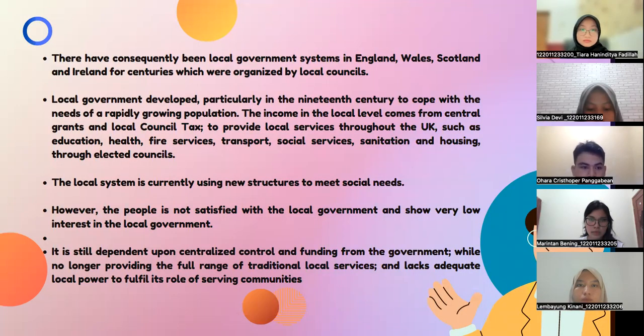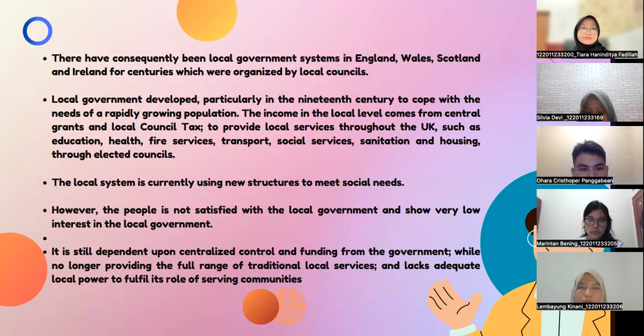Historically, we all know that since the Anglo-Saxon era, the UK has been divided into several counties, and they have their own king, and also they are led by their local councils. So there have been local government systems in England, Wales, Scotland, and Ireland for centuries, which were organized by the local councils. Local government developed particularly in the 19th century to cope with the needs of a rapidly growing population. And the income at the local level comes from the central grants and local council tax.